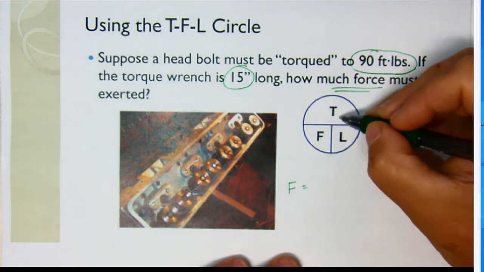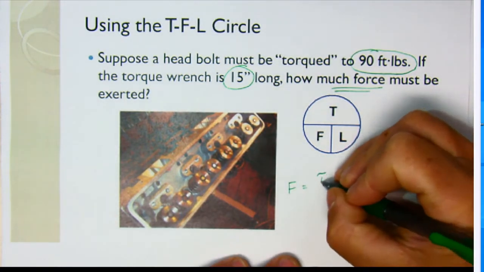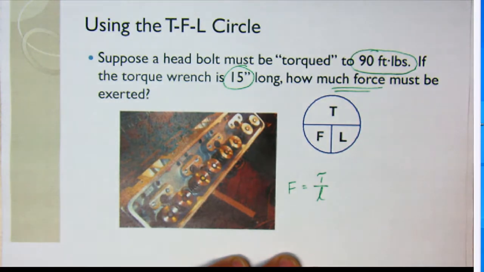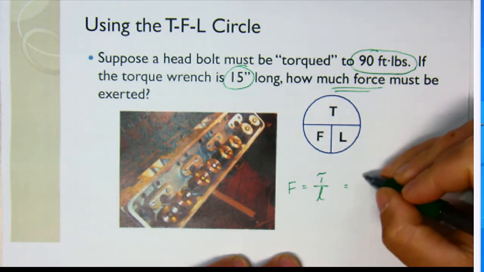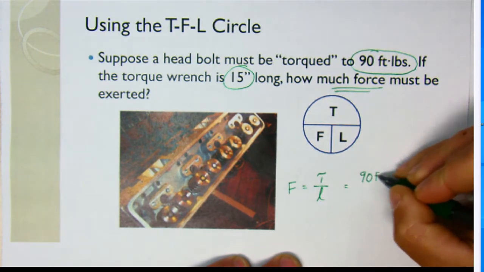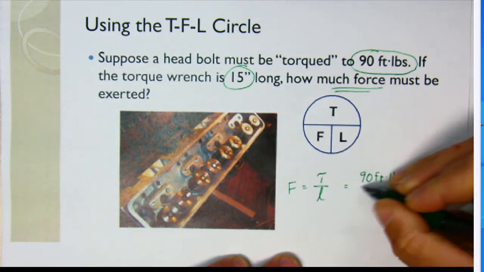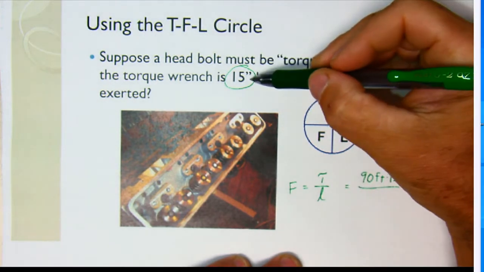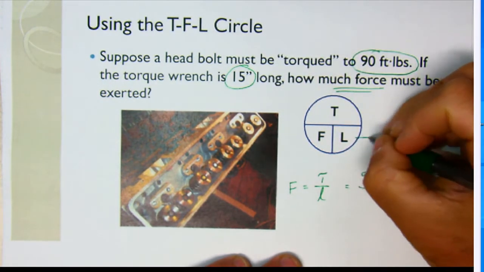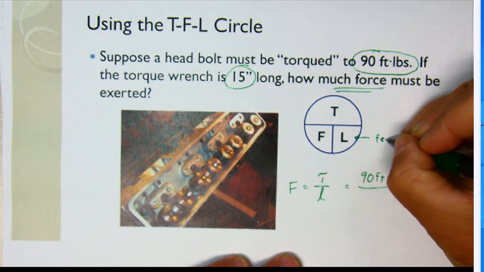So we are told by the wheel that force is found by taking our torque and dividing it by our lever length. Now we know how much torque we want to create. We want to make 90 foot-pounds. And we're going to divide by our lever length, which would be 15 inches. But this always needs to be in feet, so we need to do another unit conversion.